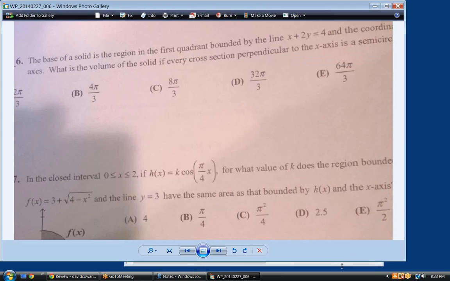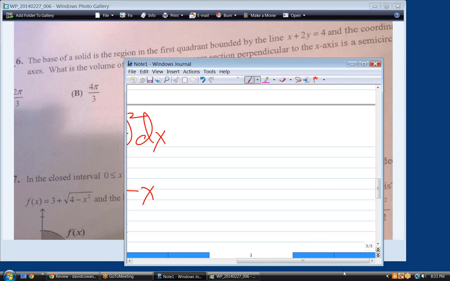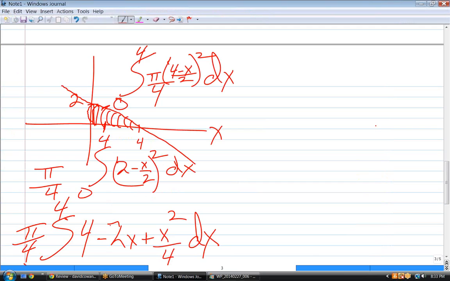Okay. How did I get pi over 4? Let's see. Oh, because I was dividing by the radius and the semicircle. And this 2 up here accounts for, no, that's right. Let's think about this for a second. This is what she said.